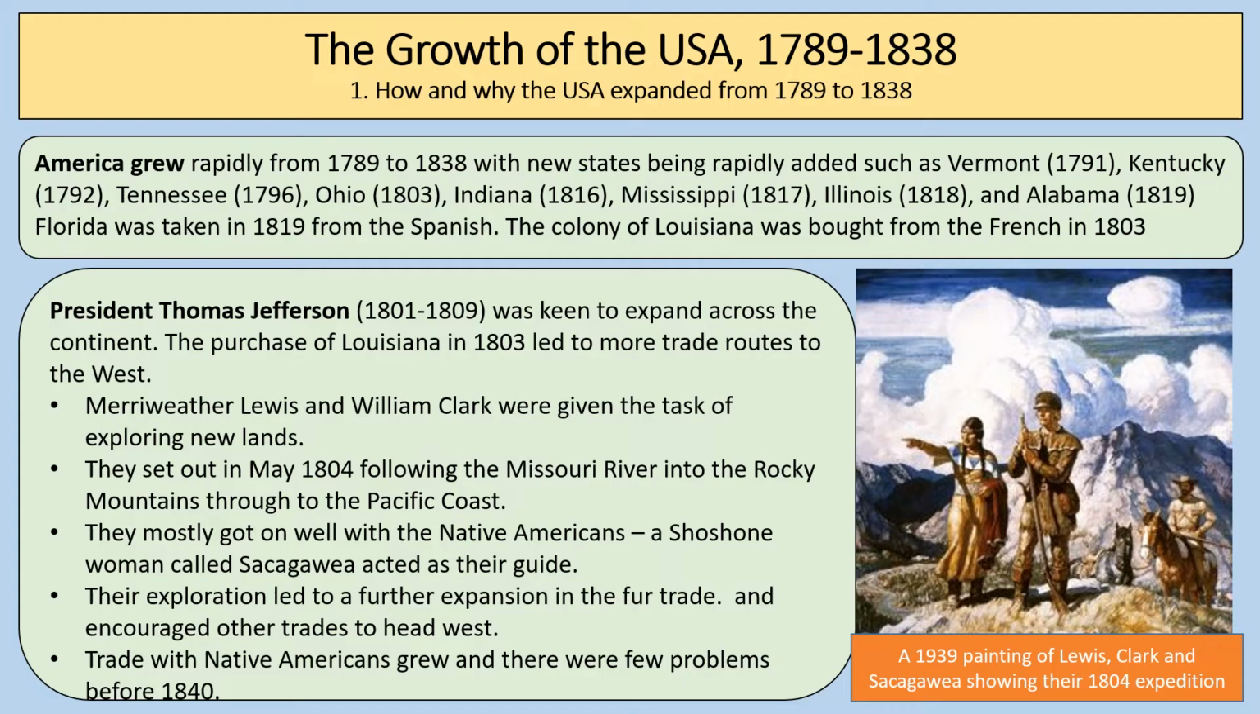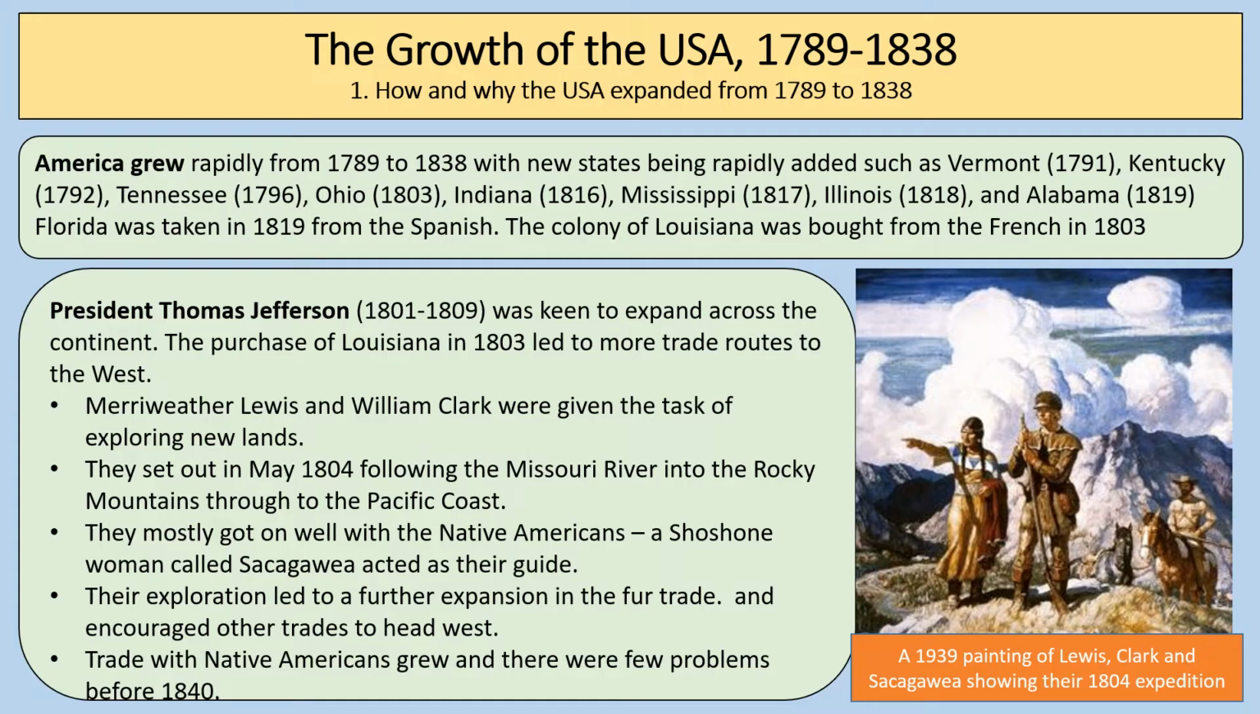Now, a couple of individuals that you can see in the picture there are Meriwether Lewis and William Clark, and they were given the task of exploring new lands, and they set out in May 1804 following the Missouri River into the Rocky Mountains through to the Pacific coast.